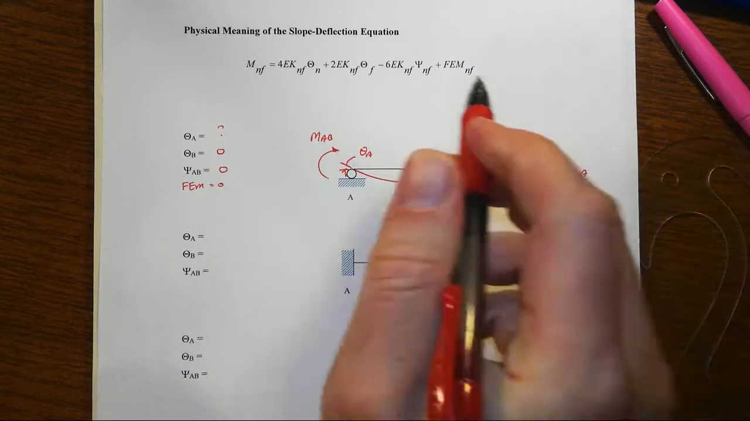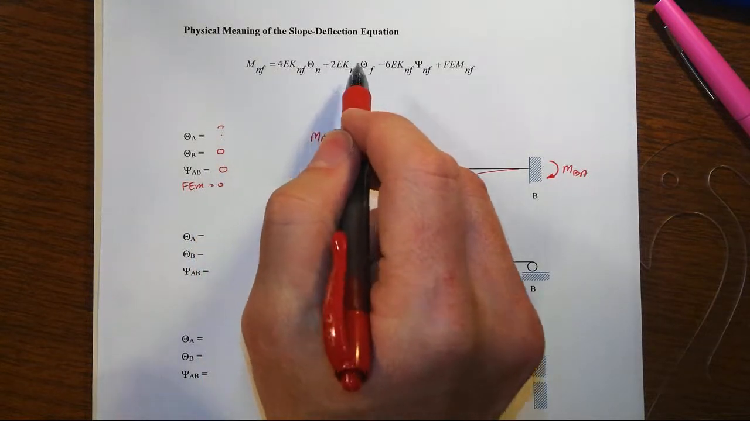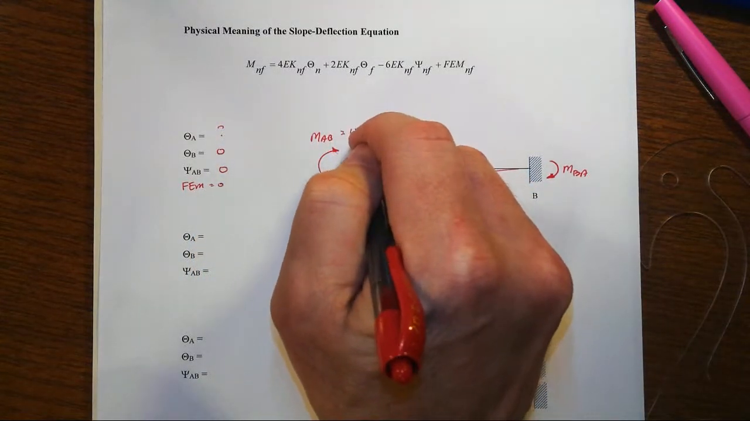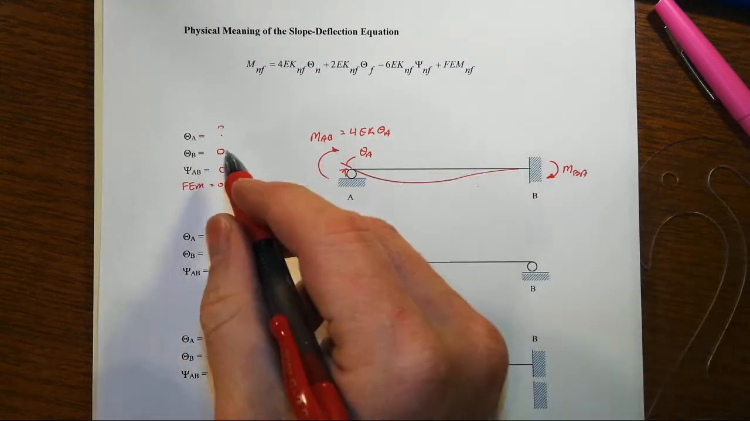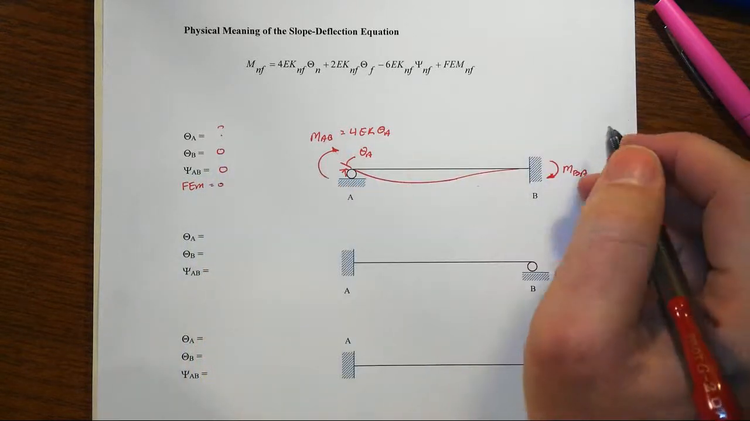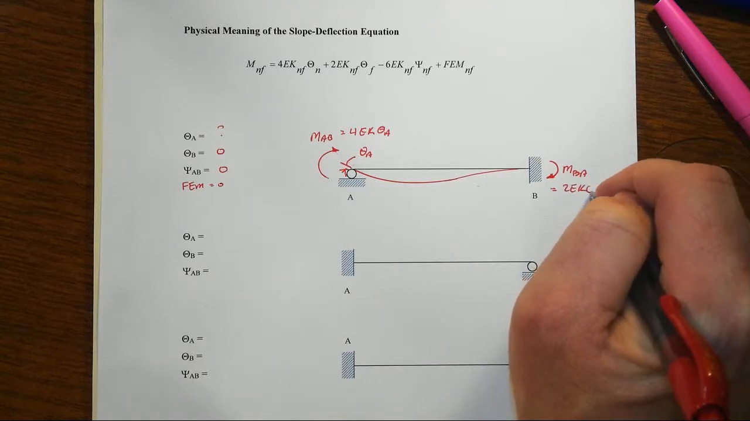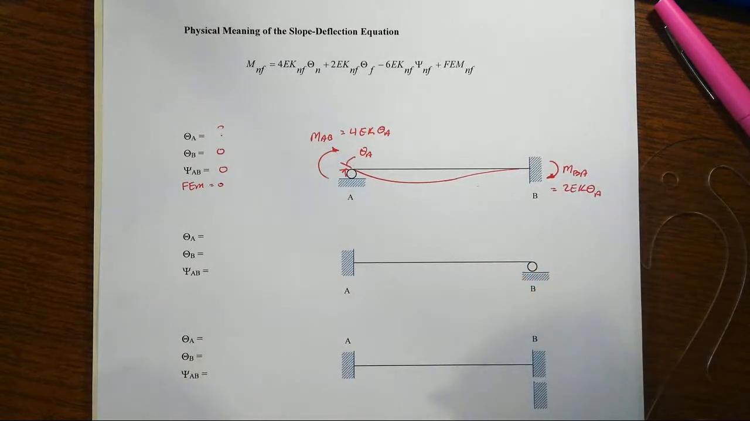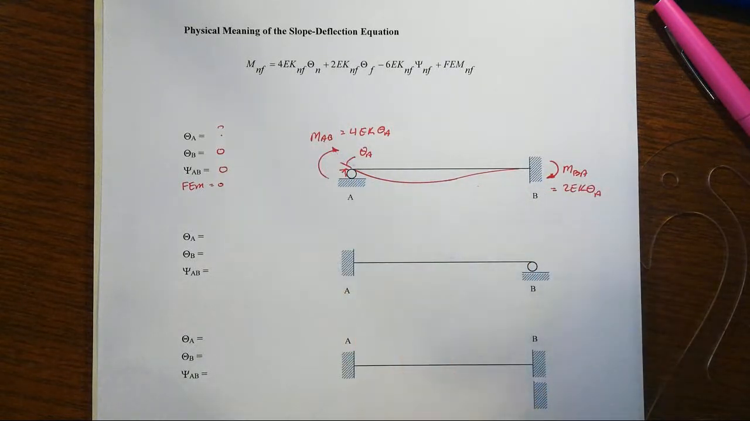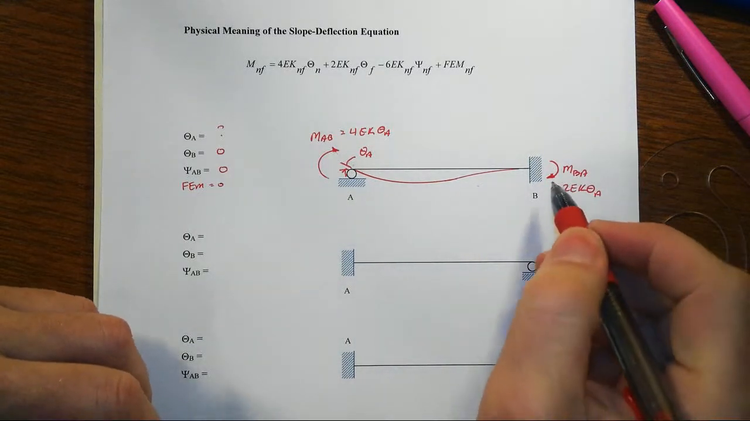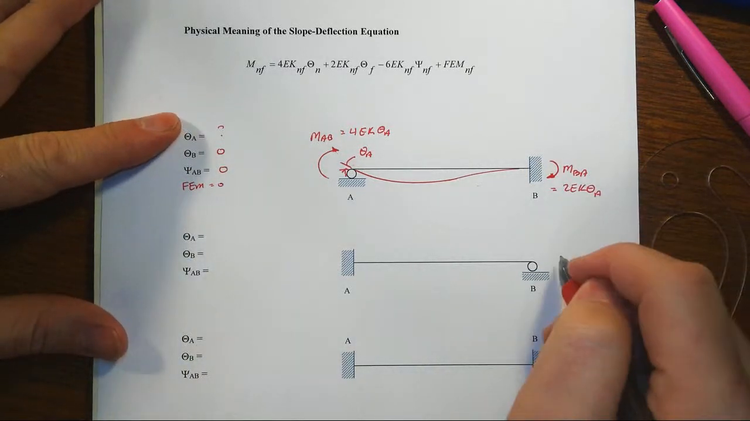That's MBA. Now note from the equation, when we're at the near end, MAB, put all these things in there, that MAB is going to be equal to 4EK times theta A. When we go to the far end, the roles of near and far change, and so MBA is going to be equal to 2EK theta A. Again, the role of near and far swaps as we swap the location of where we're at, the A's and B's, everything else being held the same.